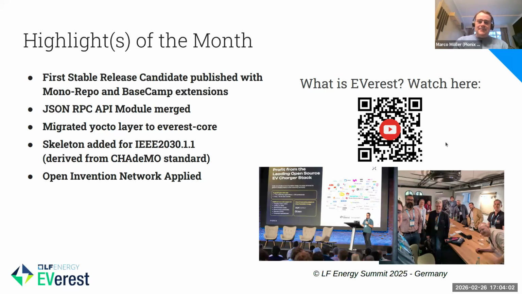The highlights of the month are we have the first stable release candidate of all the great new EVerest with monorepo, with Basecamp extensions. It's a really massive release, and it took a while to get there, but we're finally there. We have the JSON RPC API module merged. We have a Yocto layer also merged into monorepo. We got a skeleton for IEEE 2030.1.1, which is basically CHAdeMO as far as we can tell. That's at least what the standard claims for itself. And we finally applied for the Open Invention Network.